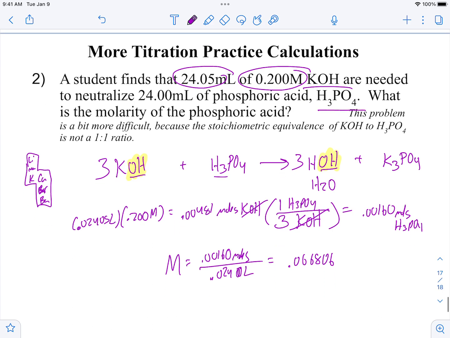How many can we have? We got 3 numbers that we were given. Which one has the fewest sig figs? What's the lowest number of sig figs? It's 3. So 0.0668 molar H3PO4.